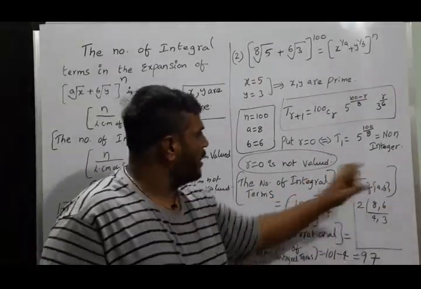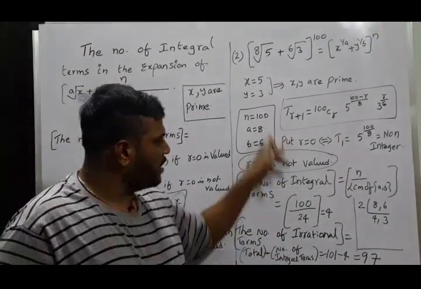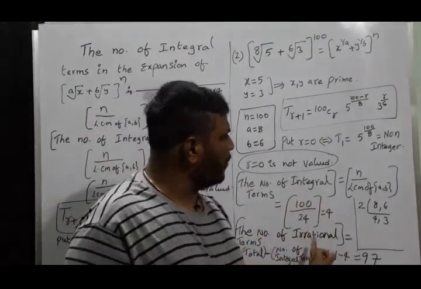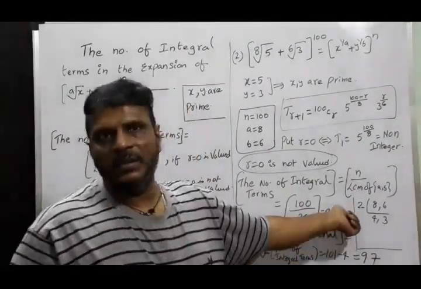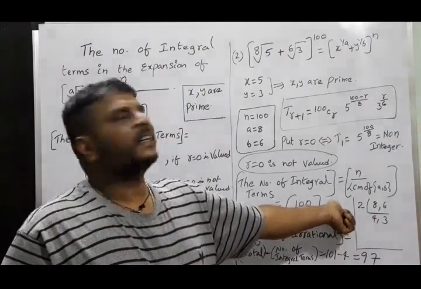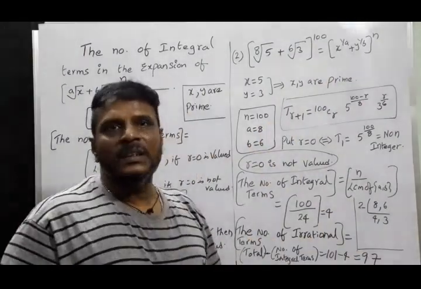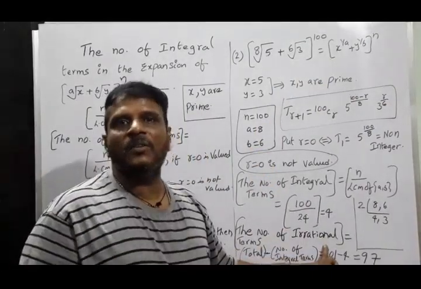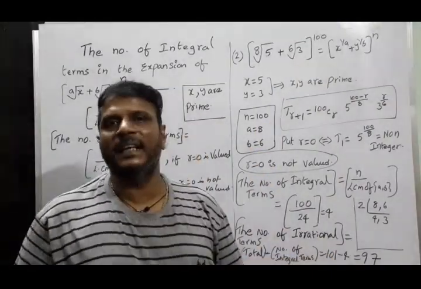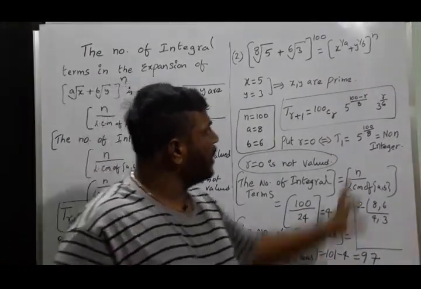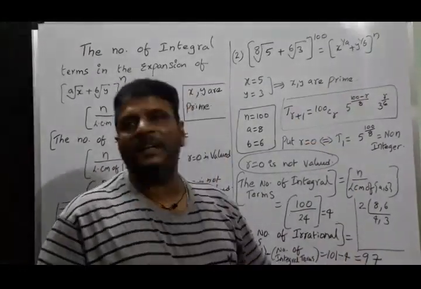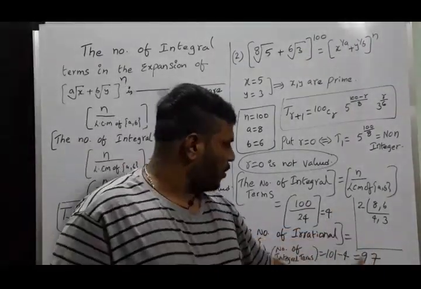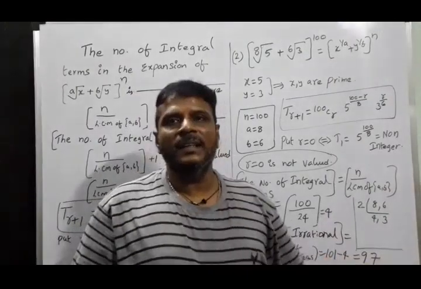N is equal to 100. The LCM of 8 comma 6 is 24. 100 by 24 is 4 point something. By taking the step of that number, you will get 4. So the total number of integral terms in this expansion is 4. Then you have to find the number of irrational terms. For that, total number of terms minus number of integral terms. The total number of terms formula is n plus 1. You will get 101. The number of integral terms we already found is 4. 101 minus 4 is 97. That's it.